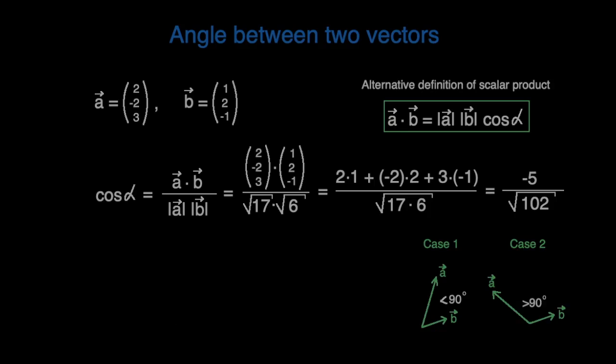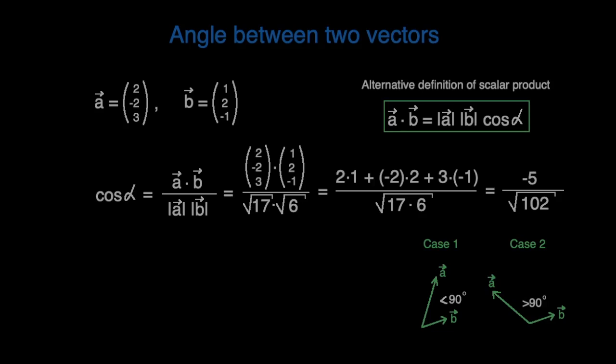Now, we are left to find the angle alpha, which is the angle between the two vectors. Notice that there are two possibilities for the angle alpha. It is either less than 90 degrees or more than 90 degrees, but less than 180 degrees, as we know the angle between the two vectors is defined as the smallest angle between them, so the one less than 180 degrees. So, alpha needs to be something between 0 and 180 degrees.